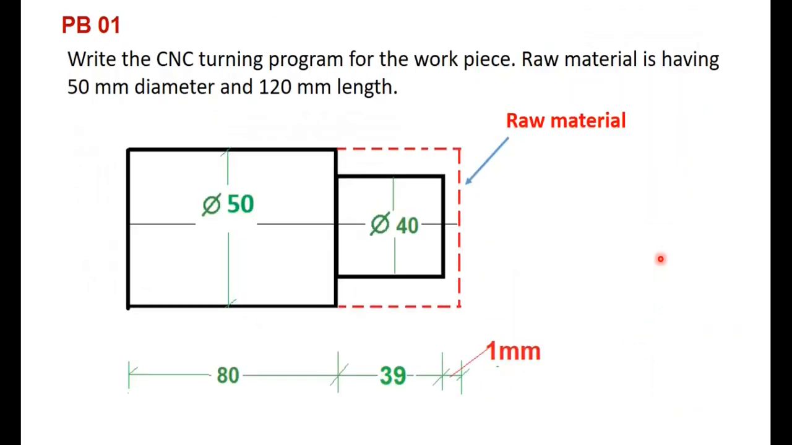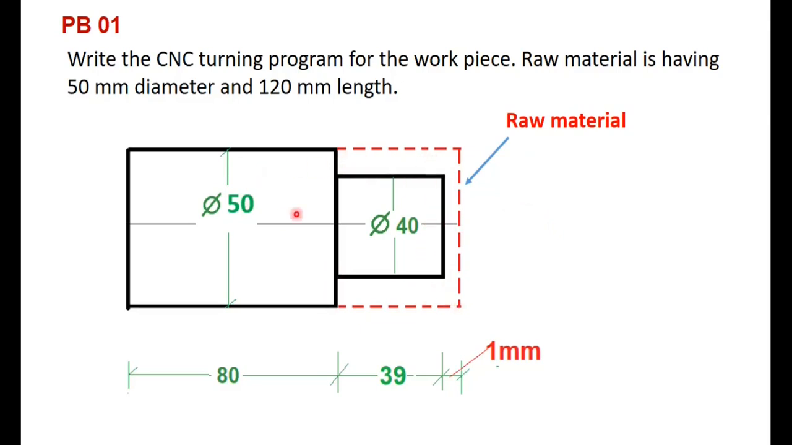Now let's start with a very simple problem. What does the problem say? Write a CNC turning program for the workpiece. The raw material has a 50 diameter and the length is 120. So the complete part shown in red is the workpiece, and at the end I have to get this diameter. There are 2 operations to be performed. One is to remove 1 mm by facing, and then I have to remove this much part.